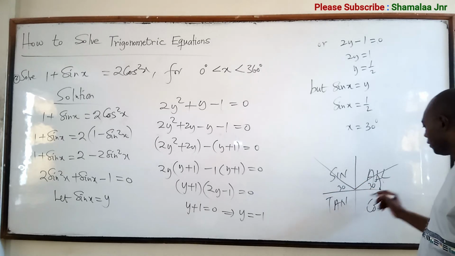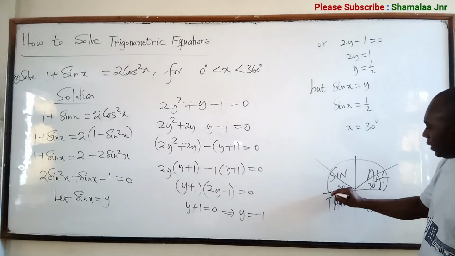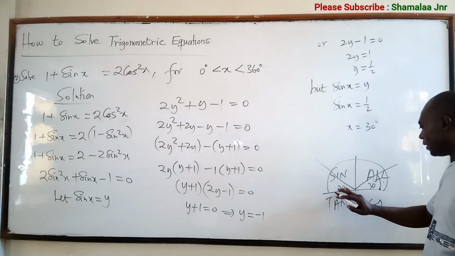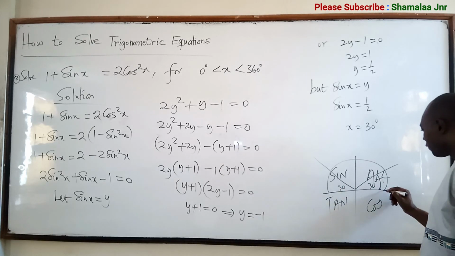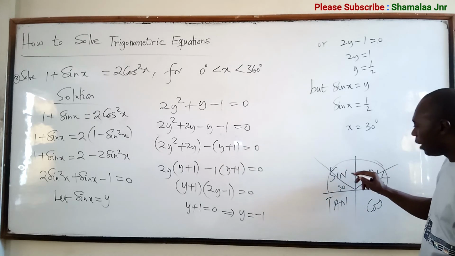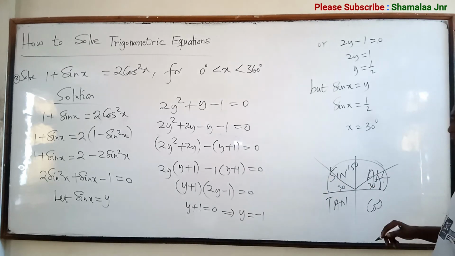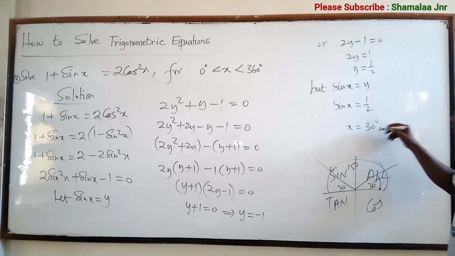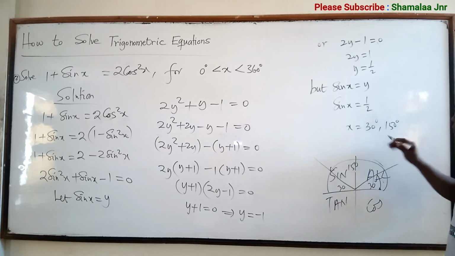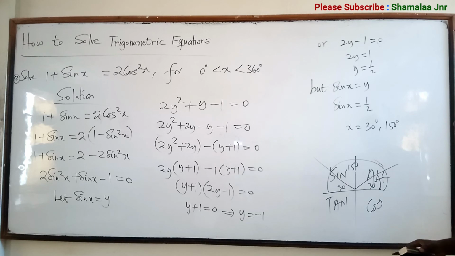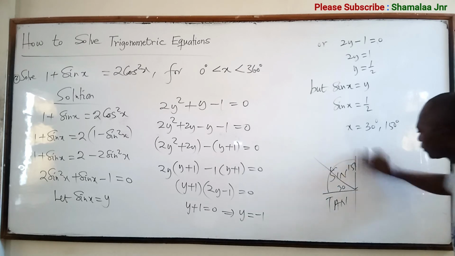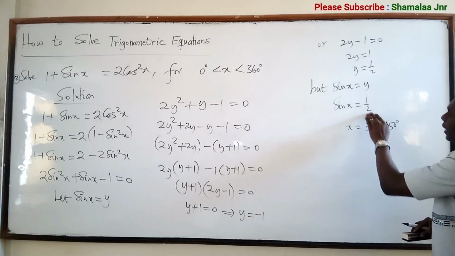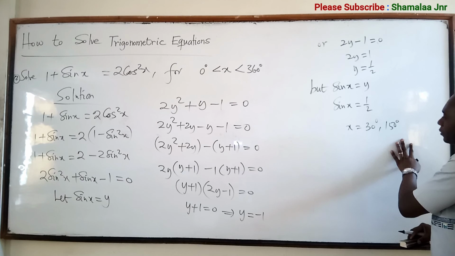If this is 30, from here to here is 180. So if here is 30, you want that angle here to be 30, like this one. Then from here to this side should be 150 degrees, so that 150 plus 30 will give us 180. So it means that sine 150 degrees will also be 1 over 2, will also be half. So the first value of y, 1 over 2, has given us two angles, two answers.